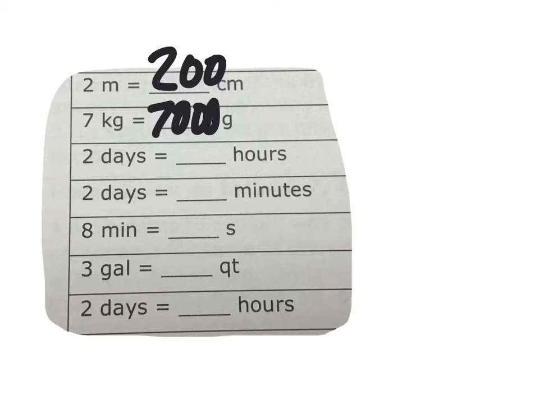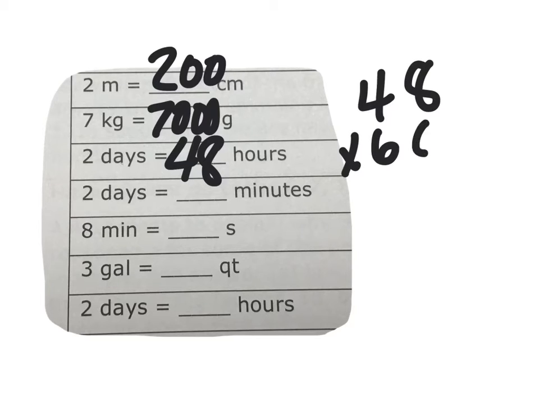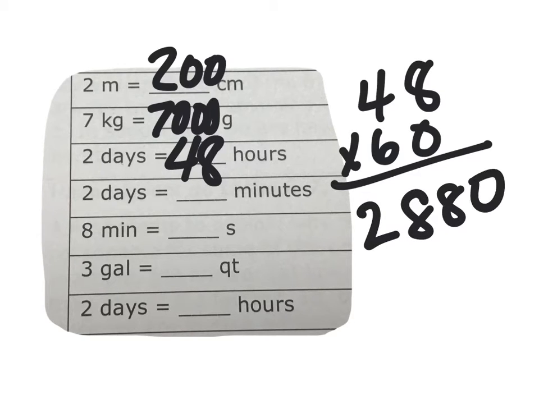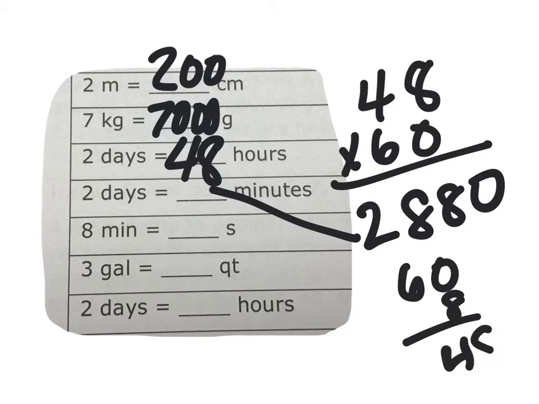2 days equals how many hours? Well, 1 day equals 24, so 24 times 2 is 48. 2 days equals how many minutes? We need to multiply 48 hours times 60 minutes, which will give me 2,880 minutes. 8 minutes equals how many seconds? Each minute is 60 seconds, so 60 times 8 is 480 seconds.